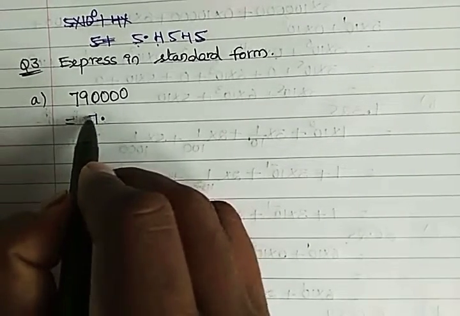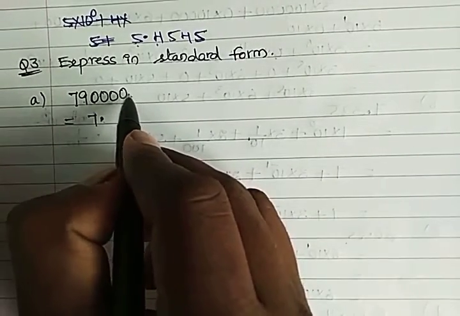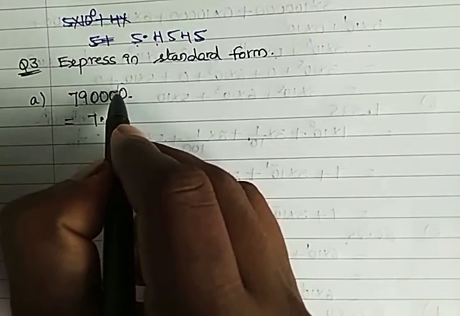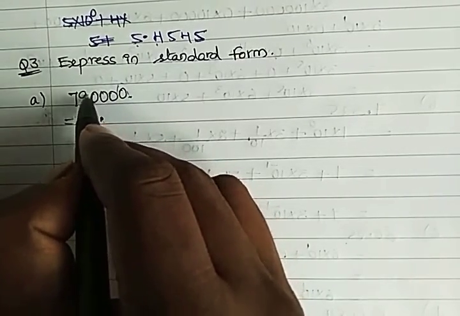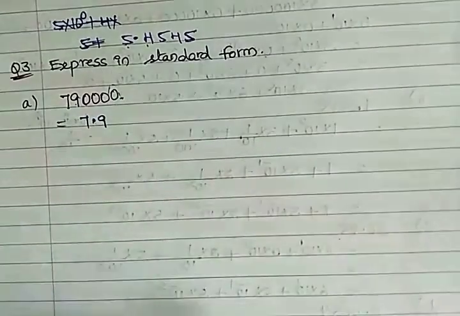Okay, the 7 point, the remaining digits. Now the actual decimal point should be here. इसका मतलब decimal point यहाँ पर है. Okay, so from here it is shifted 1, 2, 3, 4, 5 places. We have shifted it 5 places.